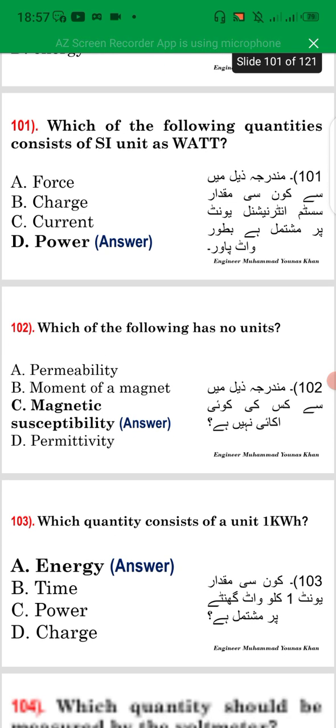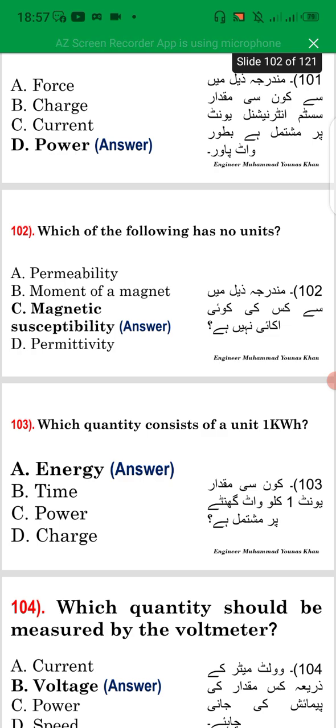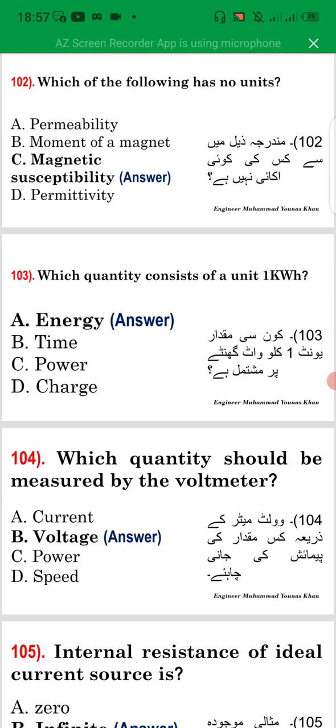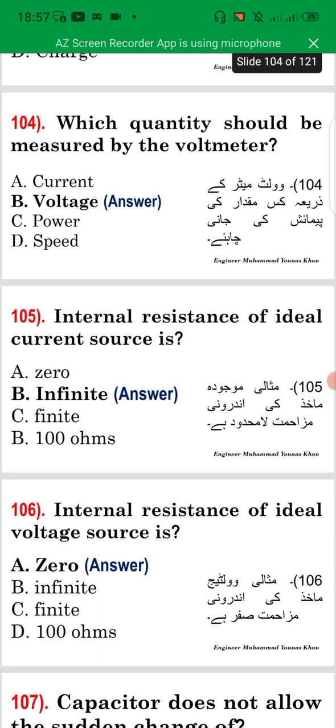Which of the following has no units? Permeability, moment of magnet, magnetic susceptibility, permittivity. Magnetic susceptibility. Which quantity has the unit 1 kilowatt hour? Energy, time, power, charge. Energy. Which quantity should be measured by the voltmeter? Current, voltage, power, speed. Voltage.